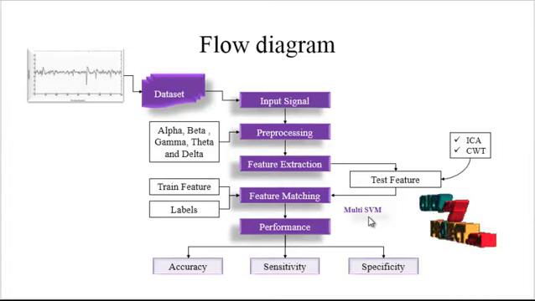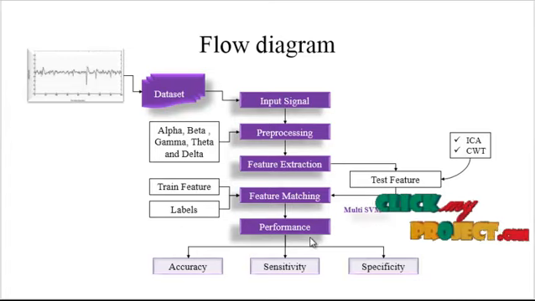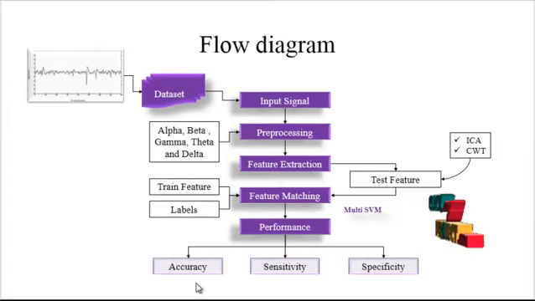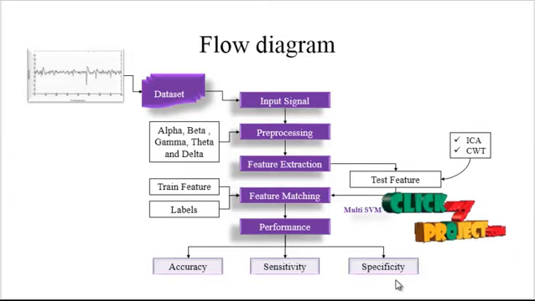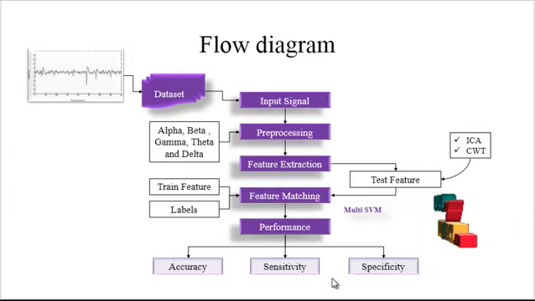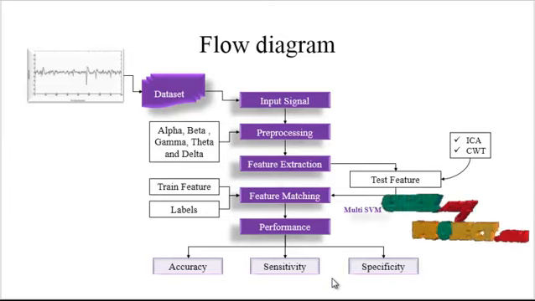After classifying, we move to the final stage of the project, that is the performance estimation. In this performance estimation, we have 3 kinds of performance parameters like accuracy, sensitivity and specificity. By using these 3 parameters, we can justify whether our process is efficient or not.